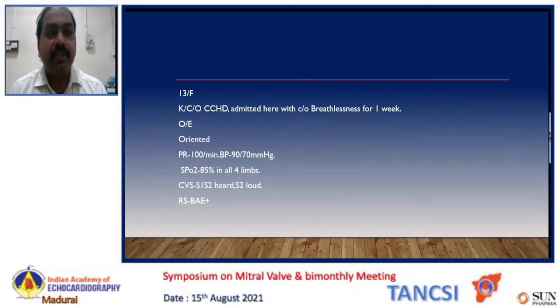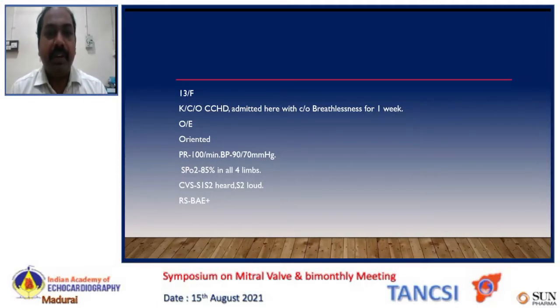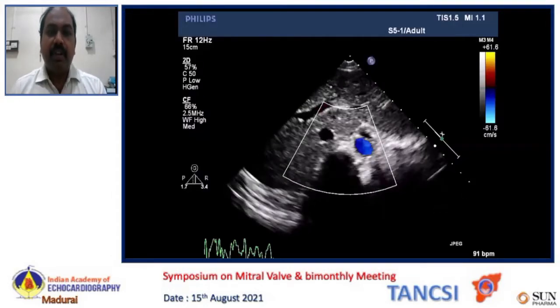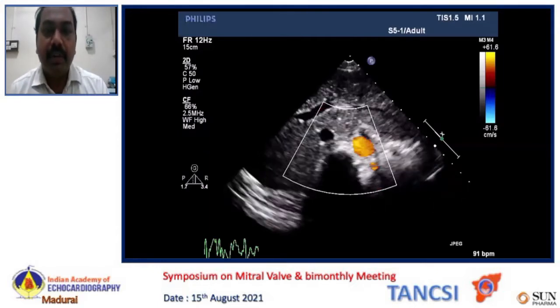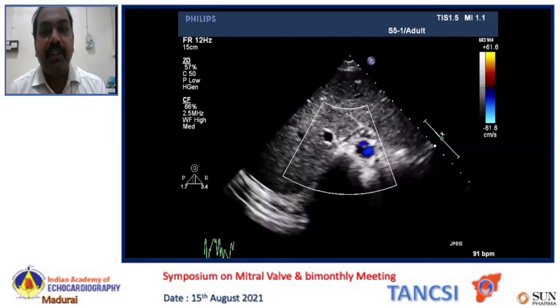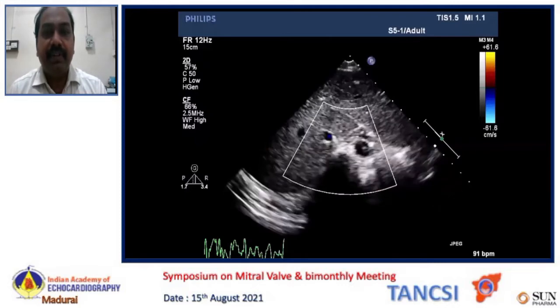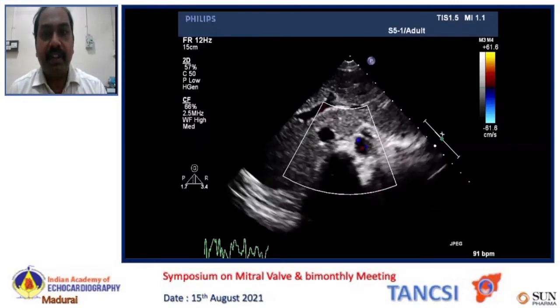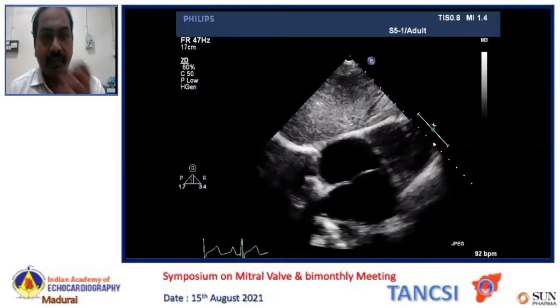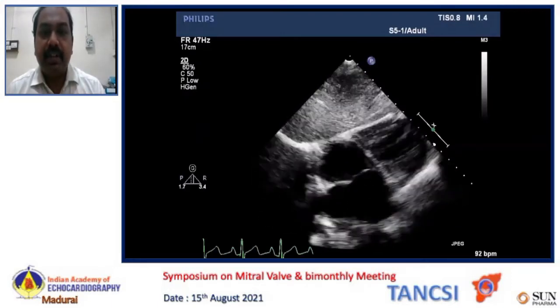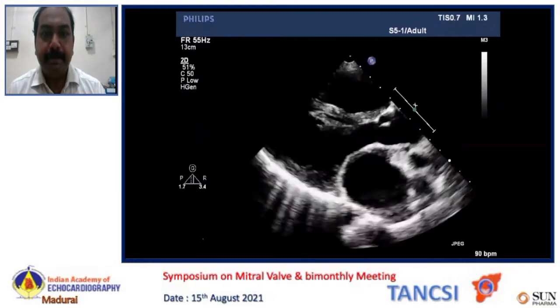On examination, she was conscious, oriented, pulse rate of 100 per minute, blood pressure of 90/70, and saturation 85% in all 4 limbs. In the CVS, S1, S2 heard, and S2 was loud. Respiratory system examination, bilateral air entry equal. So on abdominal view, I'm able to see the aorta on the left side and the IVC on the right side, so confirming the abdominal situs solitus. And the presence of levocardia, the axis towards the left side.